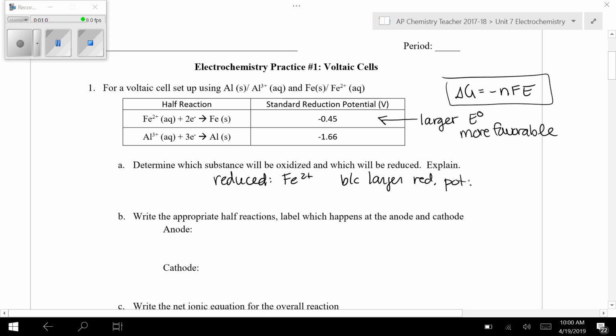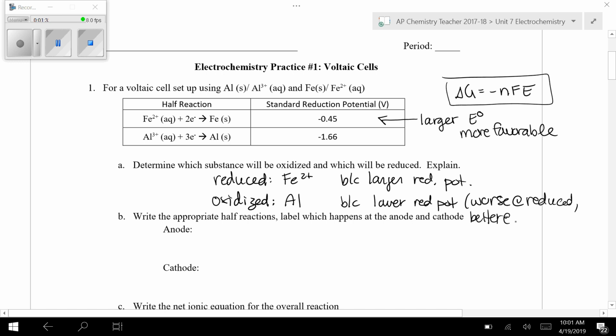That means that the other substance is going to be oxidized. In order to have a reduction, you also have to have an oxidation, and the one that is worse at being reduced is better at being oxidized. So this one has a lower reduction potential, so it is worse at being reduced, therefore it is better at being oxidized. All right, so some vocabulary here.